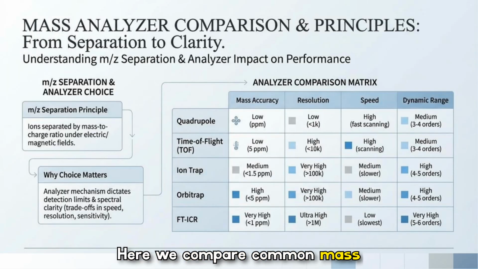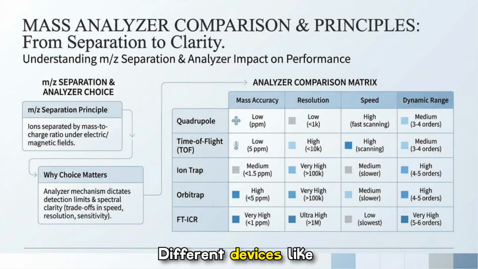Here we compare common mass analyzers and why the choice matters for performance. Different devices like quadrupoles, time of flight, ion traps, orbitraps, and FTICR trade off mass accuracy, resolution, speed, and dynamic range. So the right analyzer depends on whether you prioritize fast scanning, ultra-high resolution, or the broadest dynamic range. Choosing wisely dictates detection limits, spectral clarity, and overall sensitivity for your application.